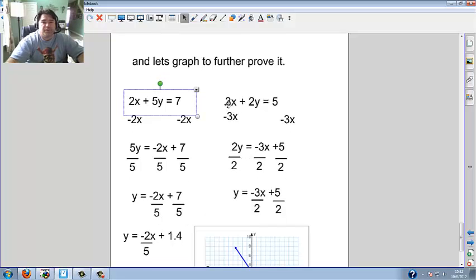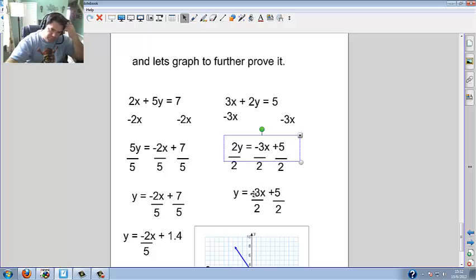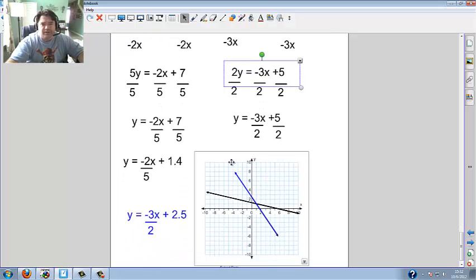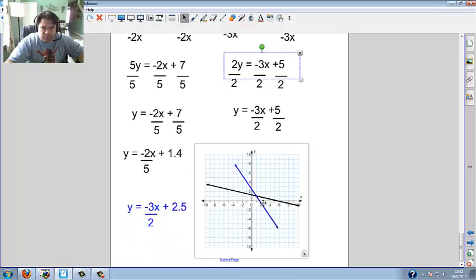Over here, 3x plus 2y equals 5, minus 3x. Now I get 2y equals negative 3x plus 5, divide by 2, divide by 2, divide by 2. y equals negative 3 halves x plus 5 halves, or negative 1.5x plus 2.5. Just let me graph it for you. Wow, see where it measures up at? Right here at 1, 1.